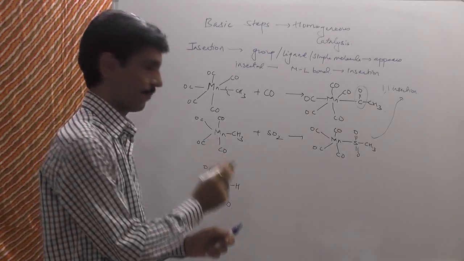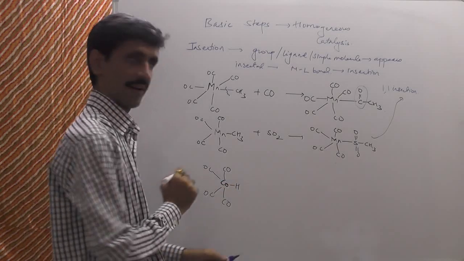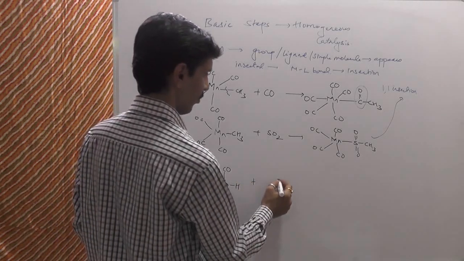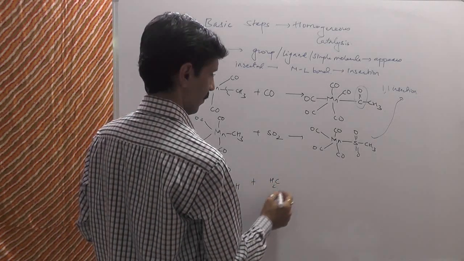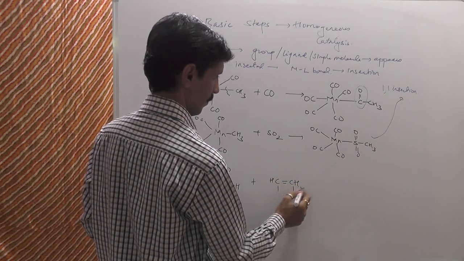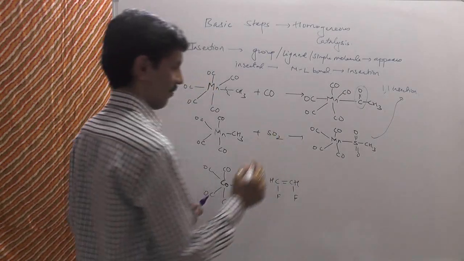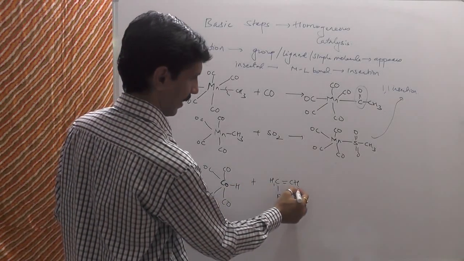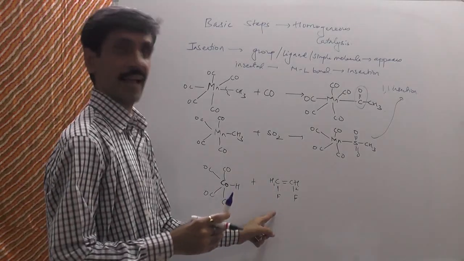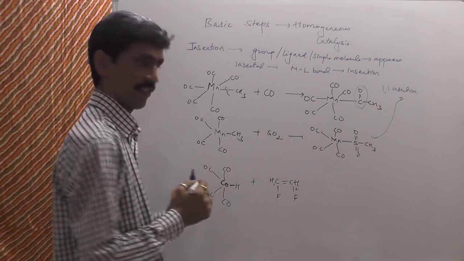Now, I give you another example. Let us have a look at this particular one: HCo(CO)4. Please be very careful that this is cobalt, capital C and small o, and the others are carbonyl. Now I am going to treat this with this: carbon atom 1, and this is carbon atom 2. So this is nothing but difluoroethylene. Now, the insertion is going to take place between Co and H.